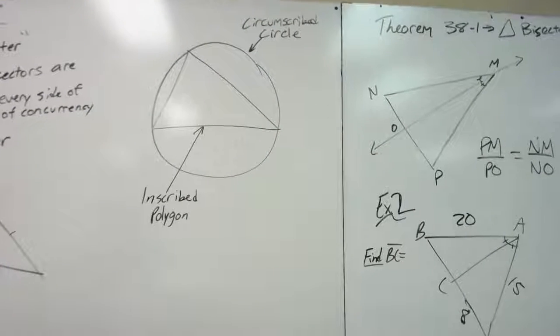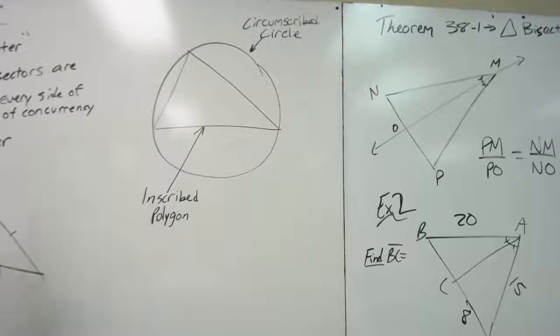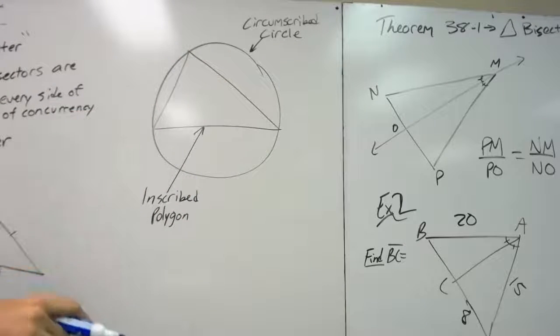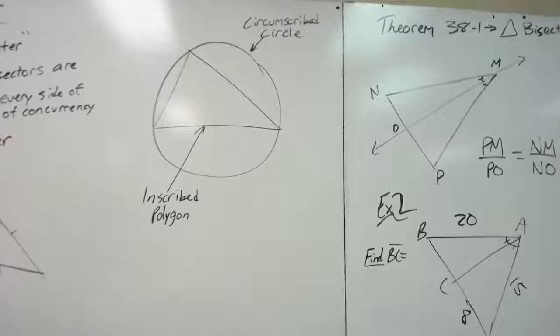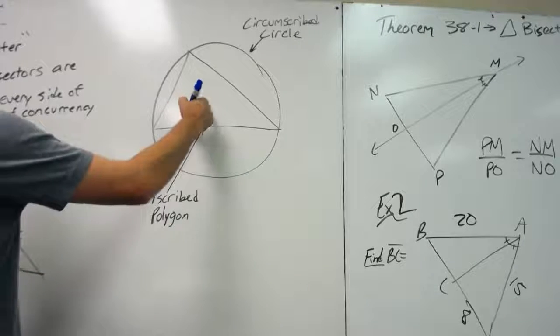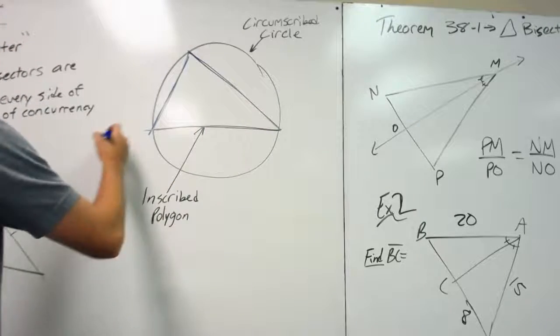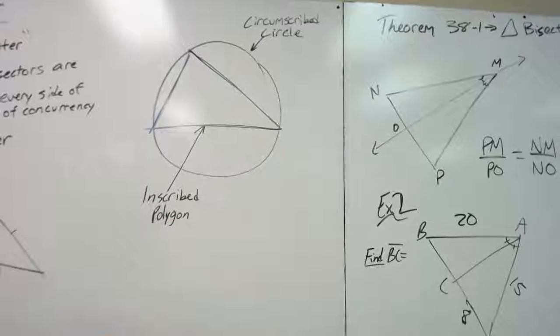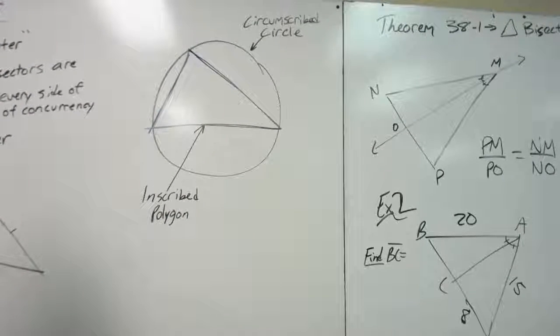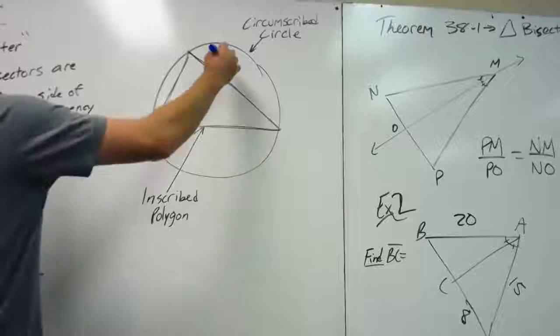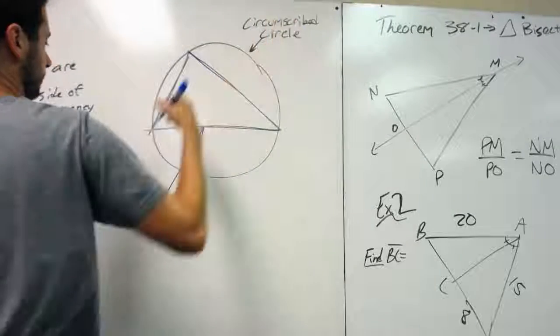One more definition. If you have a polygon inside of a circle, and you'll use this more in Algebra 2 as well, this is known as an inscribed polygon. Doesn't matter what it is. It could be a quadrilateral, triangle, pentagon, doesn't matter. But if it's inside the circle, it's known as an inscribed polygon. The circle is now called the circumscribed circle.